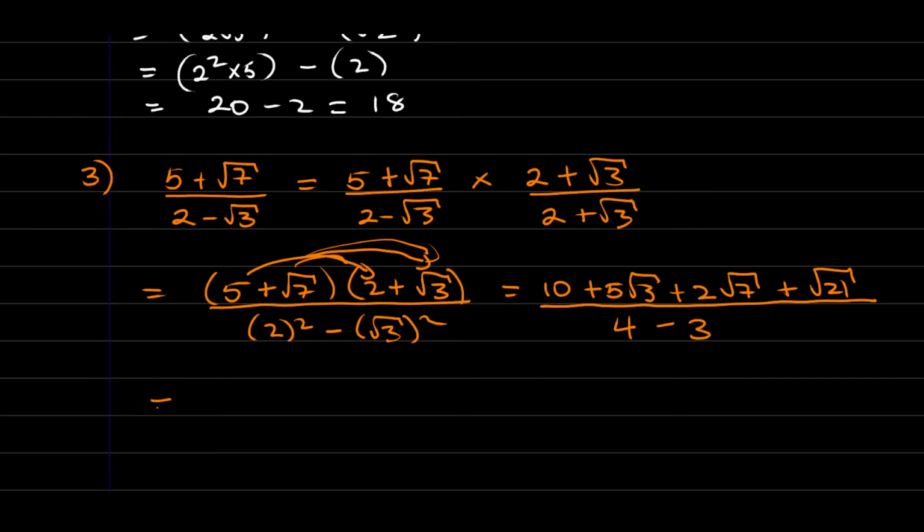So then that means we're going to get here 10 plus 5 root of 3 plus 2 root of 7 plus root of 7 times root of 3, right?